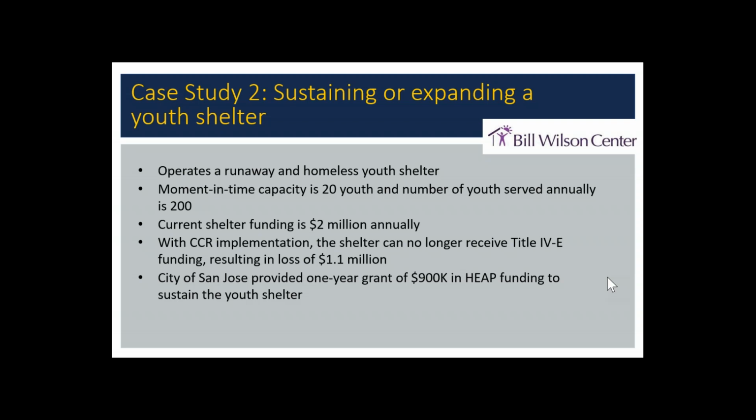With the CCR implementation, we lost $1.1 million a year to fund that program. So we have drawn on multiple sources to continue operating this program. We serve easily 200 youth per year. We are still operating under a group home license, which will change to the Runaway Homeless Youth Shelter license probably by January. And that is still a licensing category. It's a subgroup under group home license.